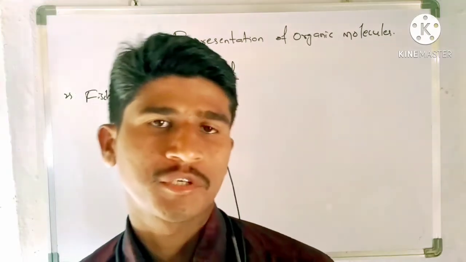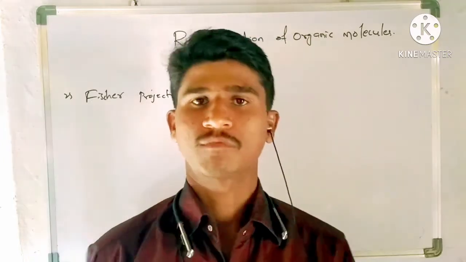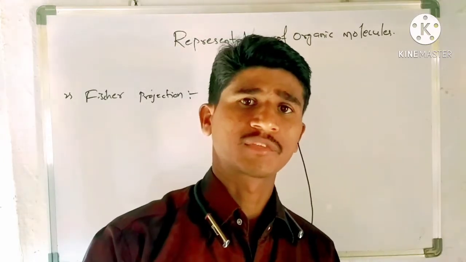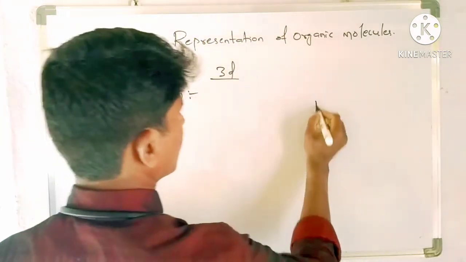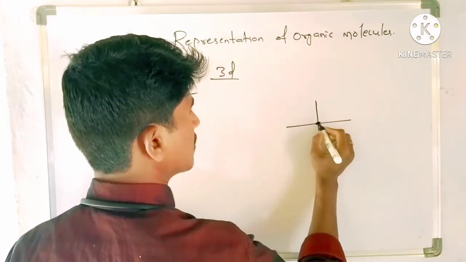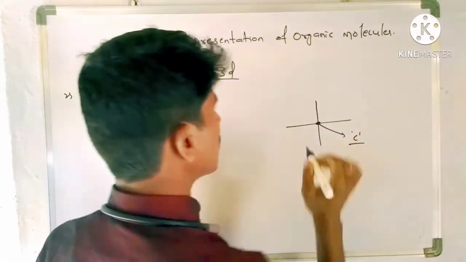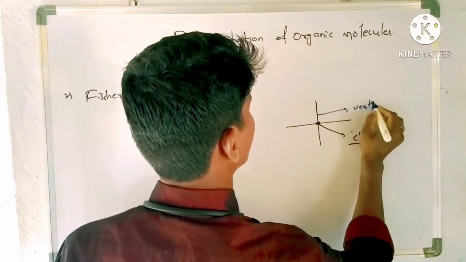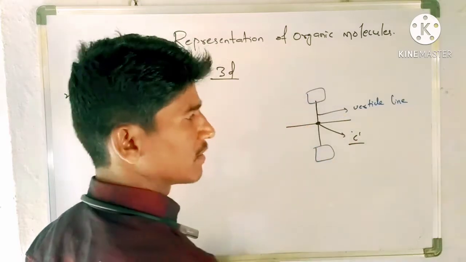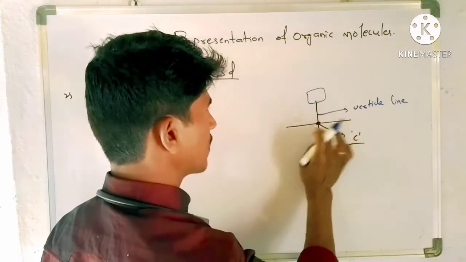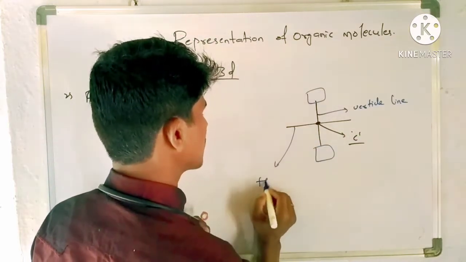The second representation, after the wedge-dash formula, is the Fischer projection formula. This is also a representation of a three-dimensional structure on the 2D plane. Here we have a cross mark, and this is the midpoint. This midpoint you have to consider as the carbon. This is the vertical line, and on the vertical line we have two groups. We know very well that carbon forms four bonds: 1, 2, 3, 4. Now this is the horizontal line.